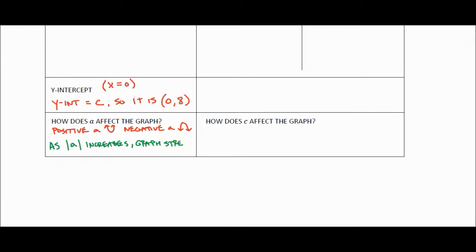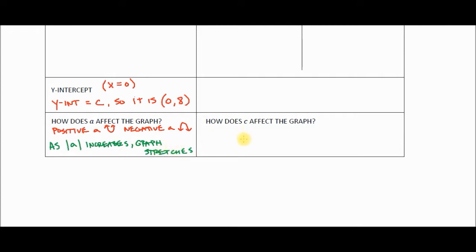Let's put it down a little bit. The graph stretches. And of course we know that as the absolute value of a approaches 0, the opposite happens. As the absolute value of a gets closer and closer to 0, the graph gets compressed until, when a is equal to 0, the graph actually turns into a straight line. So positive a, it opens up, negative a, it opens down, and as the absolute value of a gets bigger and bigger, 2, 3, 4, 5, 6, 10, 20, the graph will stretch and get thinner and thinner.